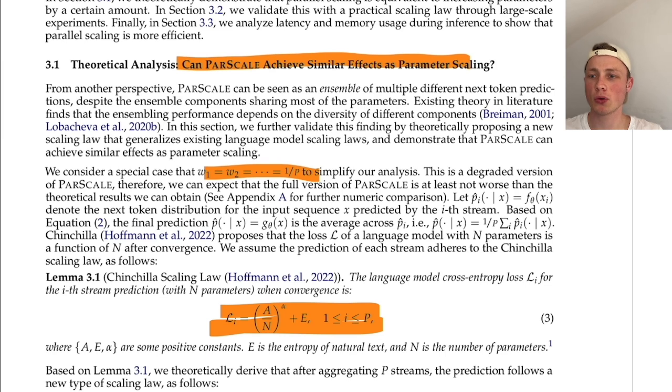So in part 3.1 they're referring to the Chinchilla scaling laws and say that each stream has scaling laws like this. So we have an entropy, this is our irreducible error of the natural text, and we have constants A, E, and alpha, and then we have a parameter N, and this N refers to our model parameters. So if we increase N, our error goes down, okay, in a power law spectrum.